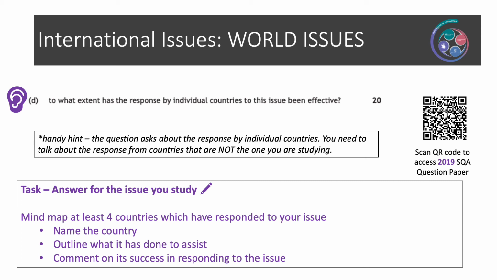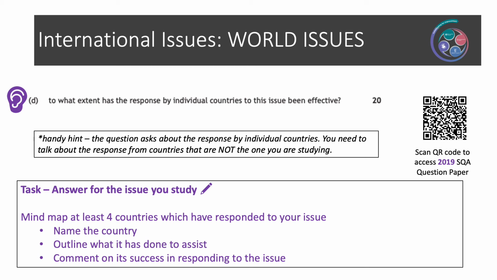If you're looking at Syria, where they have felt the effect of conflict or felt the effect of terrorism, you cannot talk about the response by Syria. It's the response by other individual countries. That caught a lot of people out. They started writing a response that had been carried out by the country in which the event or the issue took place, and it capped them on the marks. So just be careful that you make sure that you're talking about other countries who have responded to your issue.